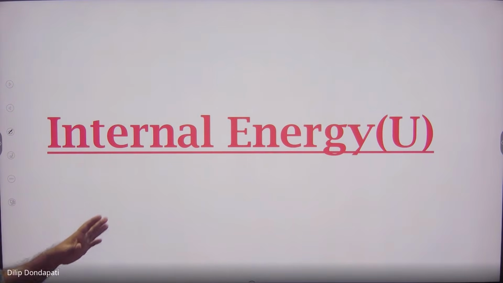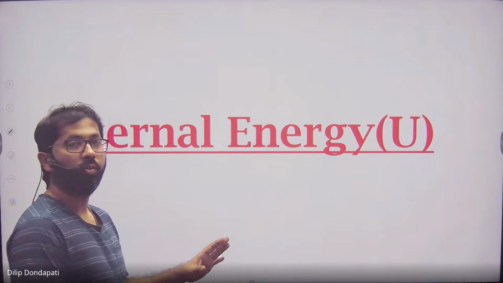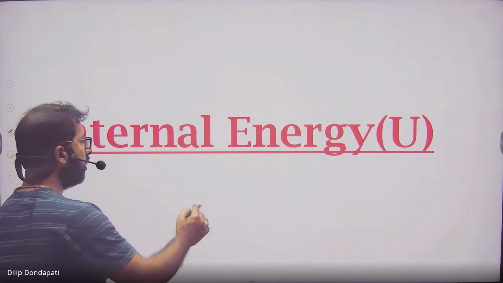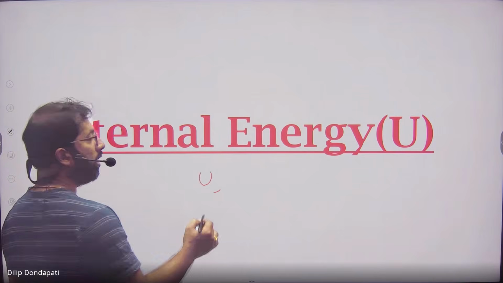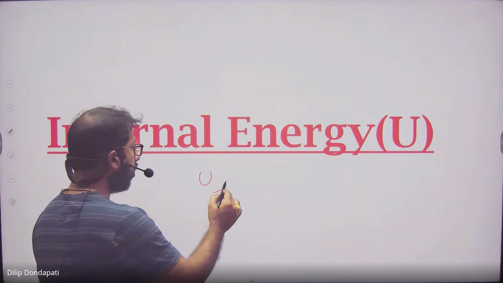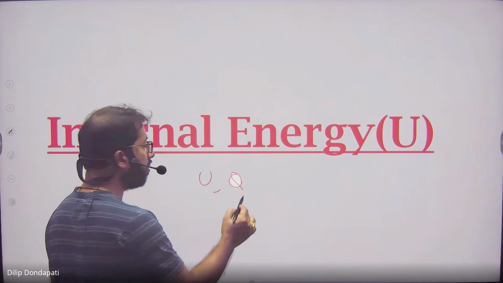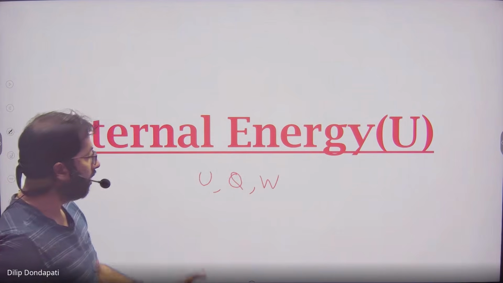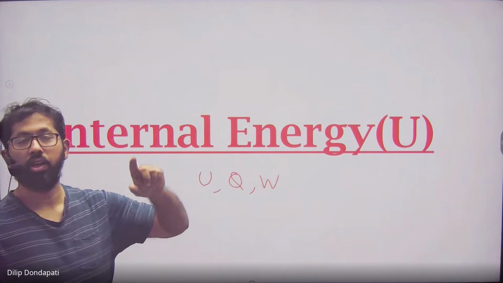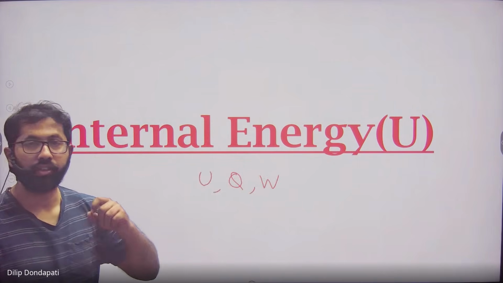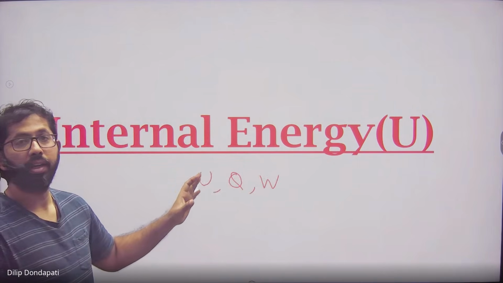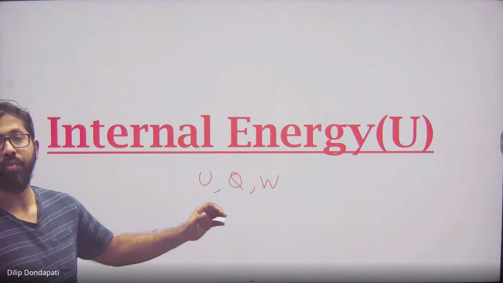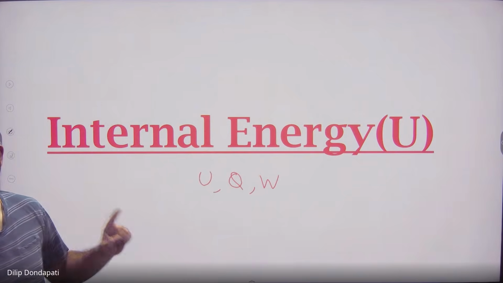Now, to understand the first law of thermodynamics, we have to know three variable parameters. Concepts are internal energy, whose symbol is U, and we have to know about the heat energy, and we have to know about work. The relation of these three is only your first law of thermodynamics. That's why we are studying internal energy, heat, and work done separately. Then we are combining them to make the first law of thermodynamics.